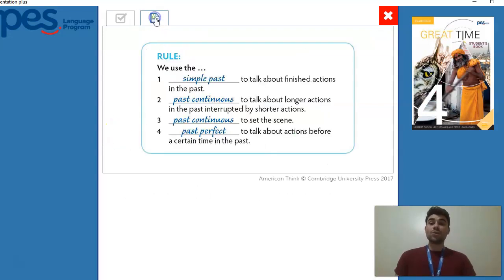Okay, so just to remember the rule, we use the simple past to talk about the finished actions in the past. We use the past continuous to talk about longer actions in the past, interrupted by shorter actions. We use the past continuous to set the scene. And we use the past perfect to talk about actions before a certain time in the past.